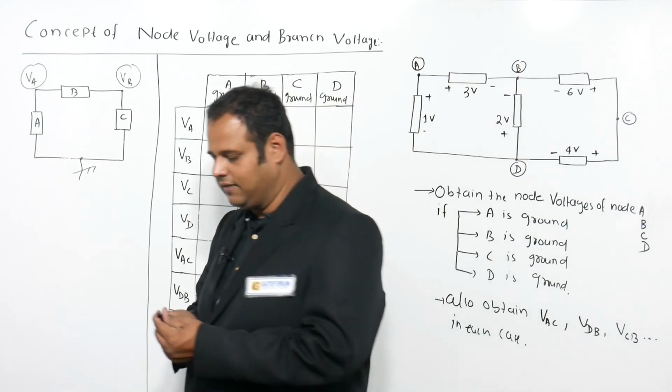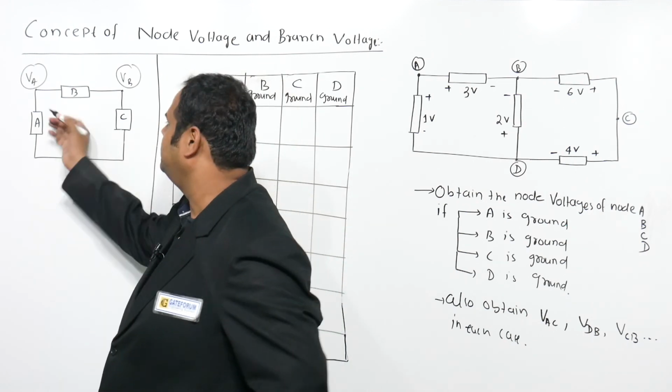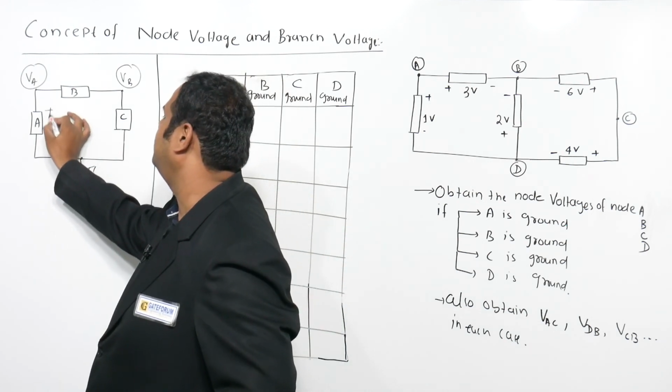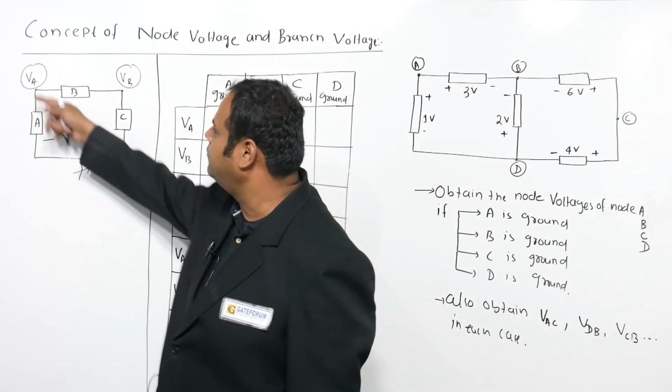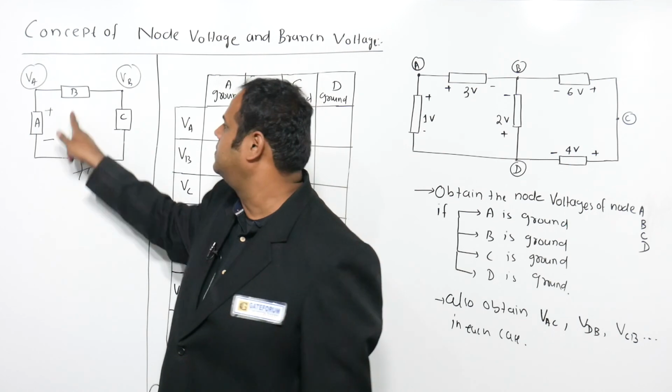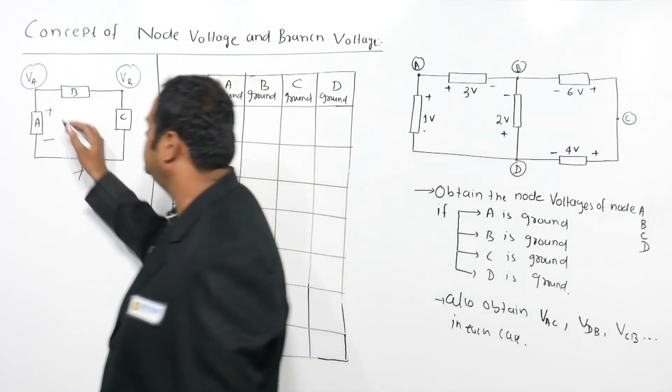What kind of notation do we use to write this branch voltage? There are two ways. Suppose I'm writing this as plus and this as minus. The voltage we are supposed to write here is plus side voltage minus minus side voltage. So the plus side is connected to VA, and the minus side is connected to ground at 0 volts. So this is VA.